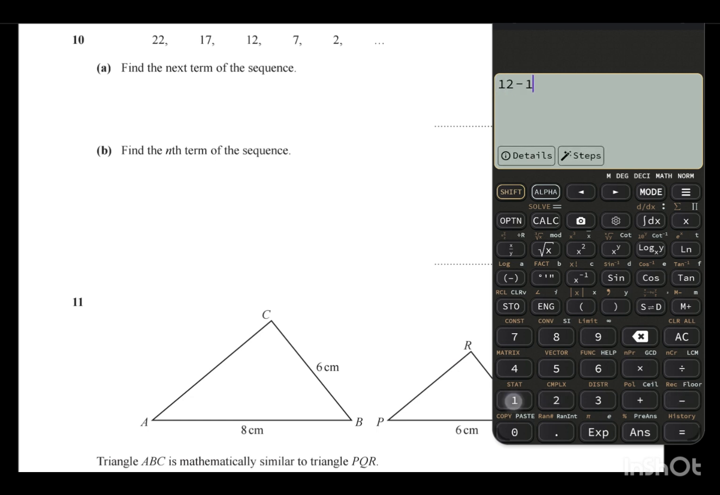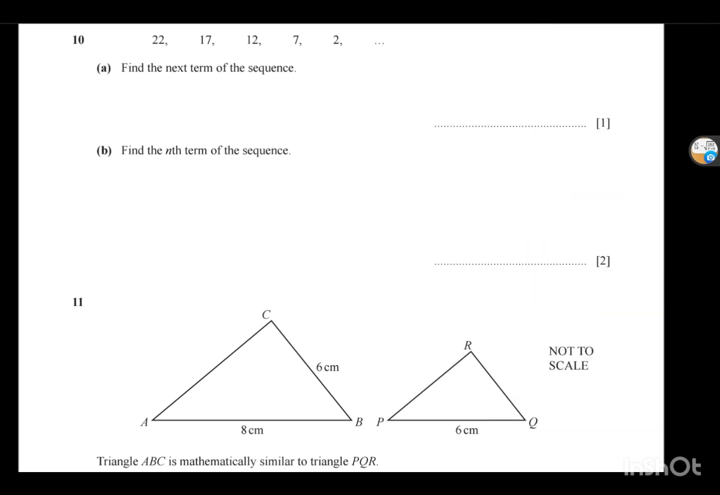12 minus 17, minus 5. Again check. 7 minus 12, minus 5. Next again 2 minus 7, minus 5. We got the same difference. So that means it is AP. Okay. So in AP we'll use this rule, A plus, to find the next term. Okay, first question is finding the next term.